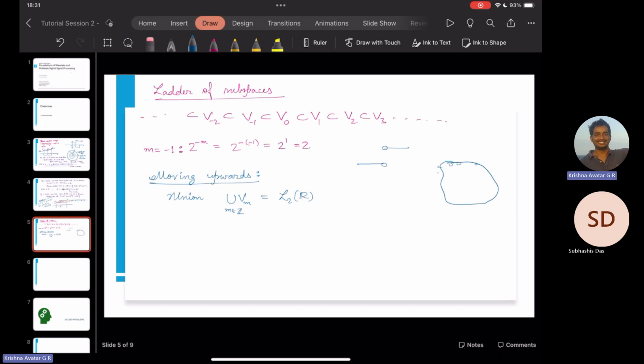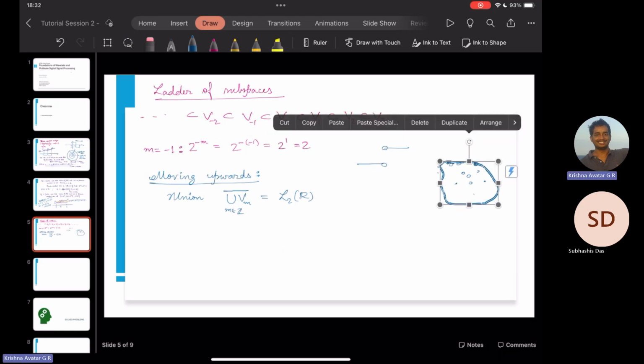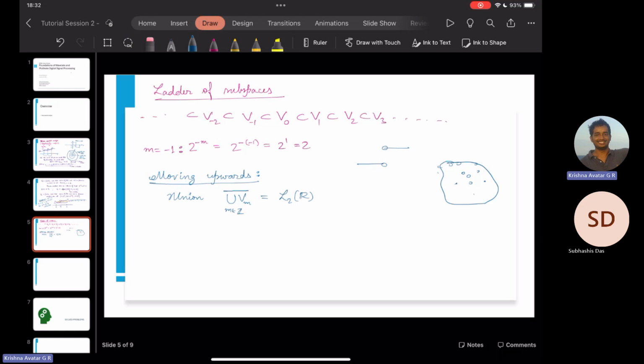So all that we do is take a closure of all that, which means that if there are all these holes everywhere, you just fill them up. And that's how you get a closure, and then you are able to span the entire L2 space, L2 of R. So this is called closure here.